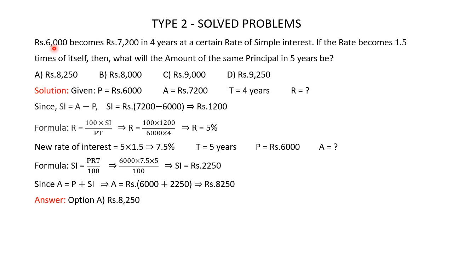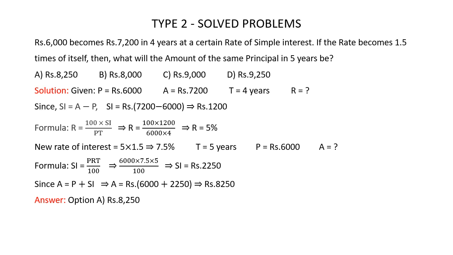Rupees 6,000 becomes rupees 7,200 in 4 years at a certain rate of simple interest. If the rate becomes 1.5 times of itself, then what will the amount of the same principal be in 5 years? Here you are given 4 options and you have to find out which of these options is the correct one. Now it's given that principal is rupees 6,000. This 6,000 becomes rupees 7,200 in 4 years. So amount is rupees 7,200 and time is 4 years.